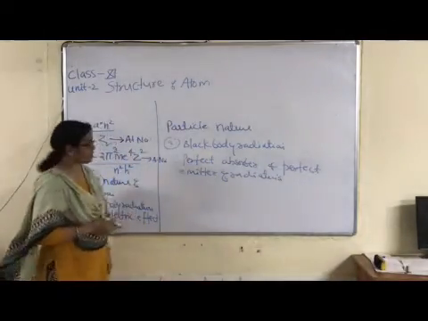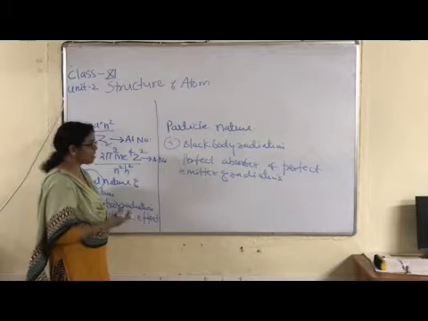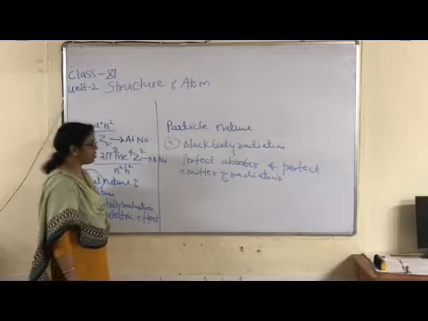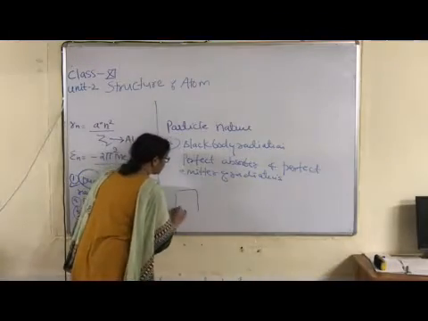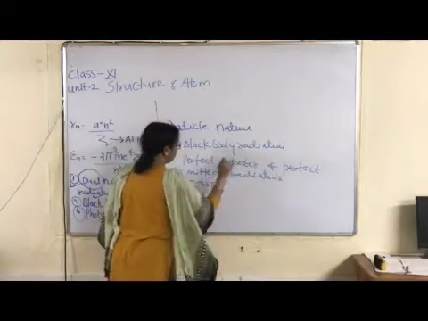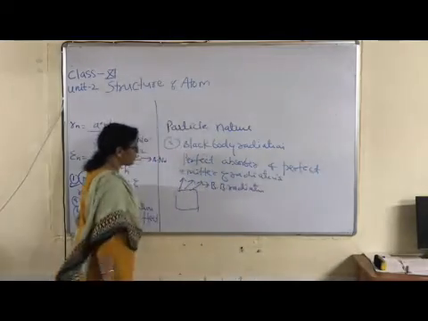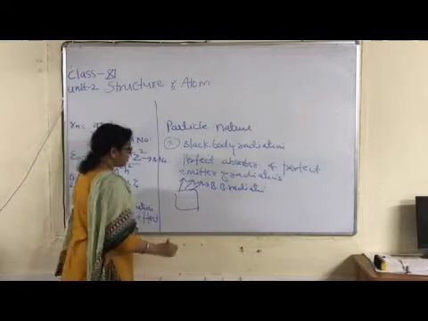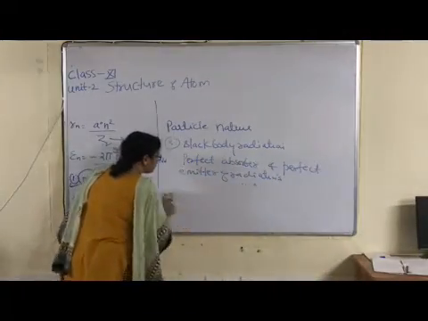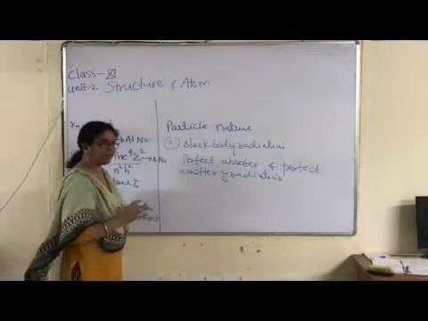It means all frequencies and wavelengths are absorbed by ideal body and same wavelengths and frequencies are emitted by the same object or body is known as black body, and radiations which are emitted by black body are known as black body radiations. Okay children? For example, iron metal is heated at a very high temperature up to red heating. Red heating means very high temperature is required.